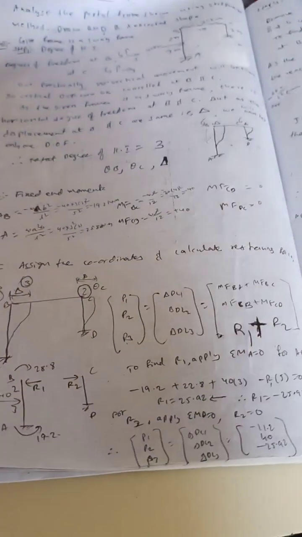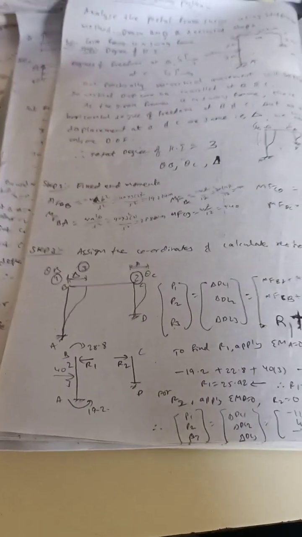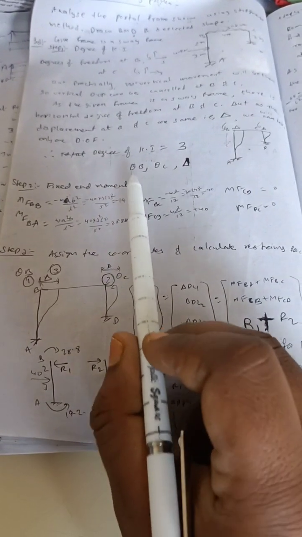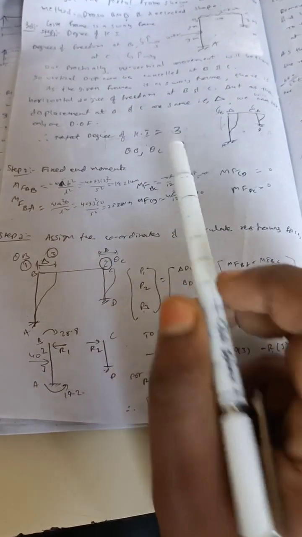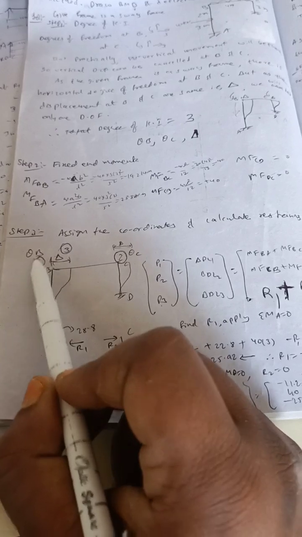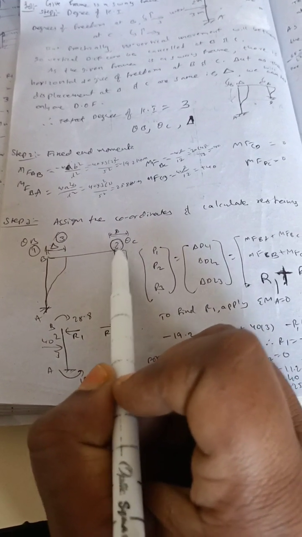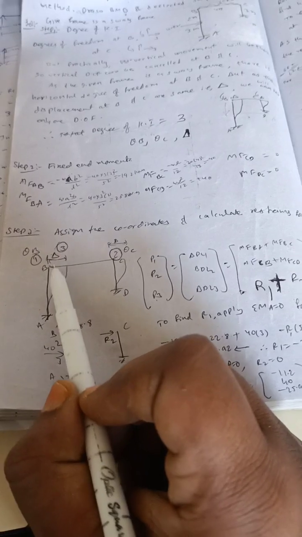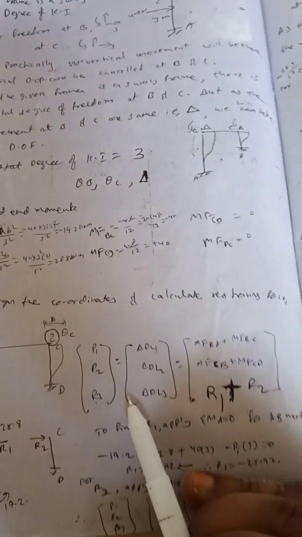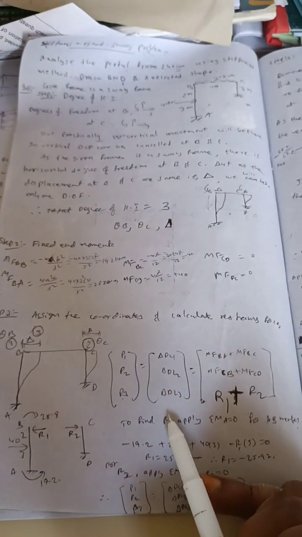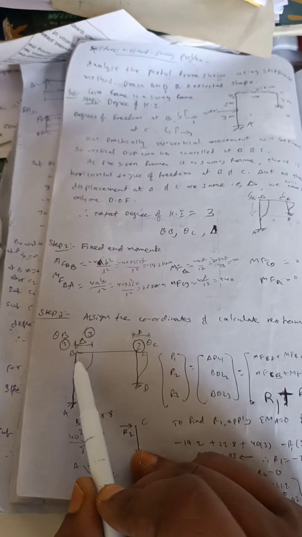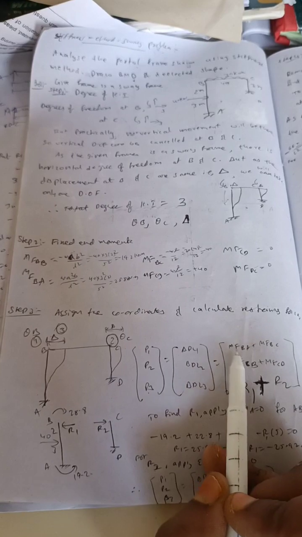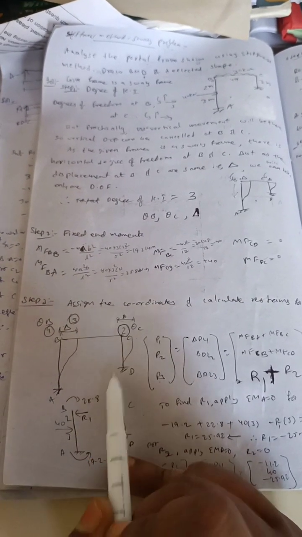Next, step 3, assigning the coordinates and calculating the restraining forces. Here we need to assign the coordinates first for the unknowns. At B we take the first coordinate, theta B. At C, theta C is the second coordinate, and the horizontal movement delta is the third coordinate. Now we calculate the restraining forces P1, P2, P3, also called delta DL1, delta DL2, delta DL3. The formula for P1 at joint B is the sum of the fixed end moments MFBA plus MFBC. At C, it is MFCB plus MFCD.